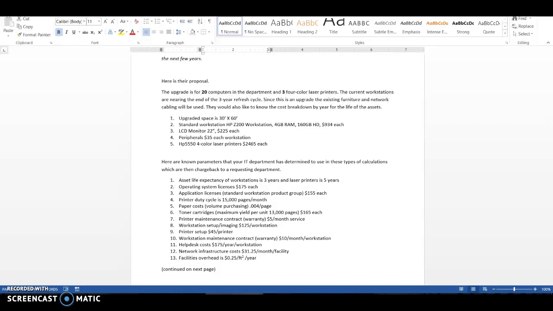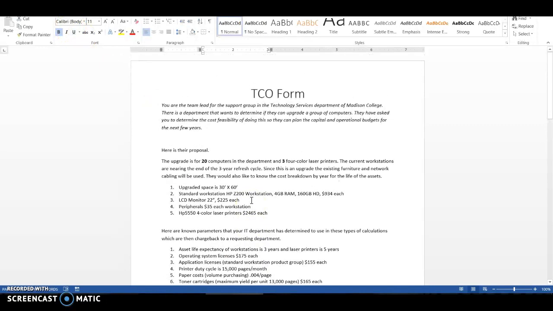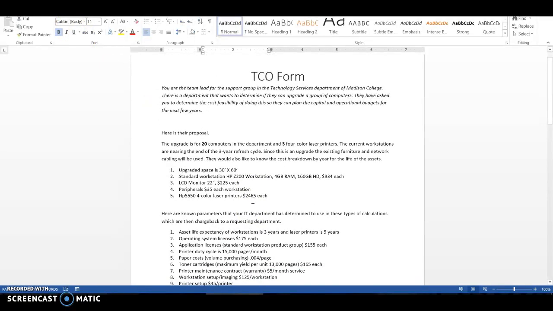This chapter does go over some additional things regarding total cost of ownership in more detail than we went over in Chapter 1. So this is what the start of the total cost of ownership form looks like. You're given a scenario where you work for the Technology Services Department at Madison College. Then you're given all of the information that you need to complete the total cost of ownership assignment.